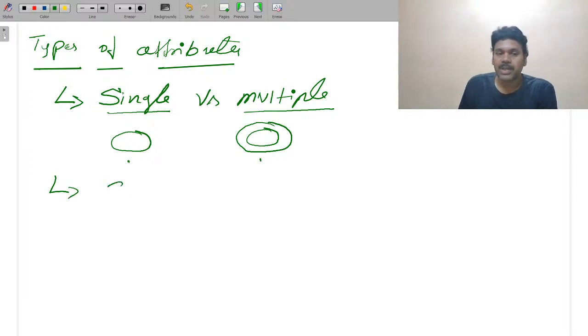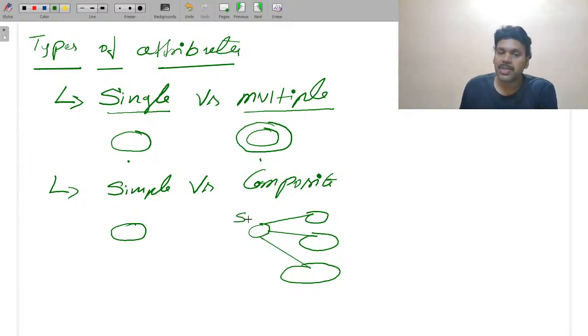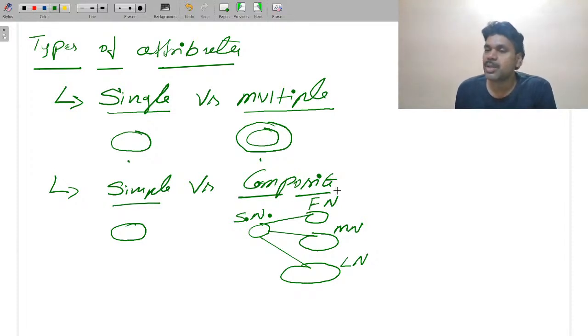And next, simple versus composite. The ER model allows both of these varieties. But what is simple? This is the representation of simple and this is the representation of composite. Therefore, if I say student name here, and this represents first name, this represents middle name, this represents last name, this kind of provision is available in the ER model. You can accept simple values as well as composite values.